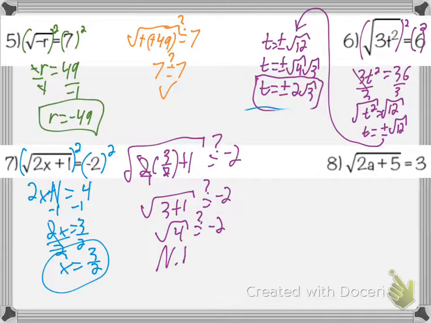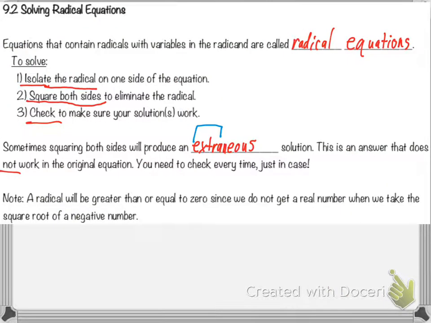Or as we called it before, no solution. But I'm going to call it no real solution, just to be a little more specific. Because there's technically an imaginary solution to this, but there's no real solution. There's no real numbers here. And a little tip off that we can know is actually the note we had earlier, where it said, a radical will be greater than or equal to 0 since we do not get a real number when we take the square root of a negative number.